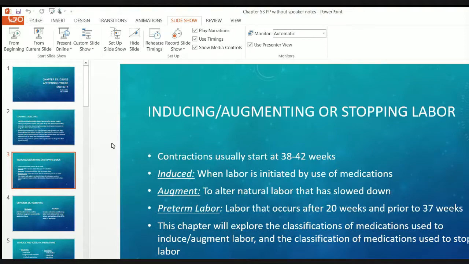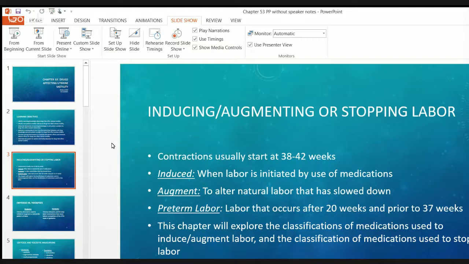So when we look at this, we have to discuss a couple of things about pregnancy and how labor progresses. Pregnancy usually follows a set timeline of events. As you can see, contractions usually start around 28 to 42 weeks. At times, this does not occur. So there are times when women will not start labor as they usually would. And when that happens, we may have to do something called induce their labor. If you look here, we see that when a woman is induced, labor is initiated by use of medications.